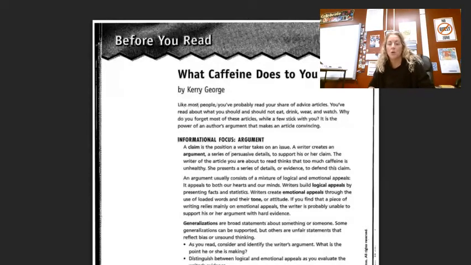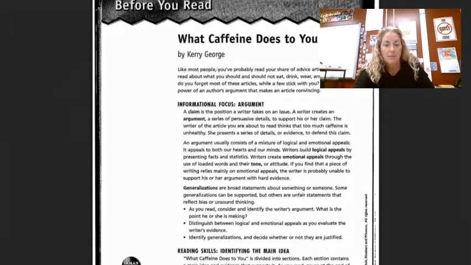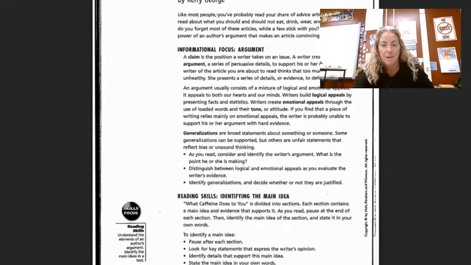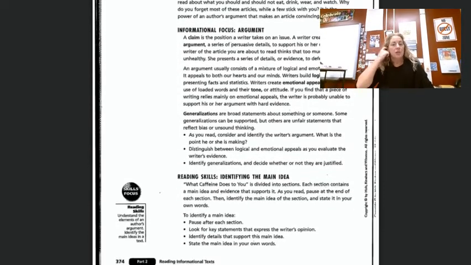The writer of the article you are about to read thinks that too much caffeine is unhealthy, and so she presents a series of details or evidence to defend this claim. She's going to try to convince you that caffeine is a bad thing. Okay, so how is she going to do that? An argument usually consists of a mixture of logical and emotional appeals. It appeals to both our hearts and our minds.